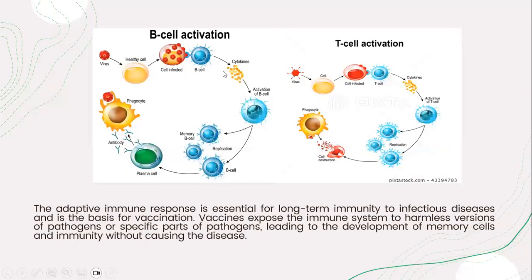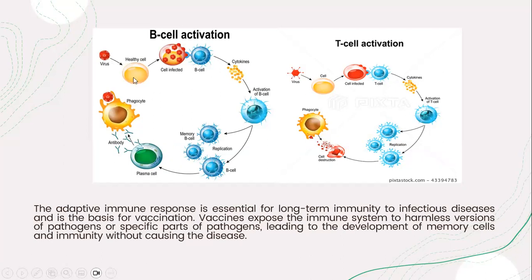This is a slide comparing the activation of B cells and T cells. The adaptive immune response is essential for long-term immunity to infectious diseases and is the basis of vaccination. Vaccines expose the immune system to harmless versions of pathogens or parts of pathogens, and that leads to the development of memory cells and immunity without causing disease. We'll talk about vaccines later in this presentation. But for now, let's get into the activation of a B cell.